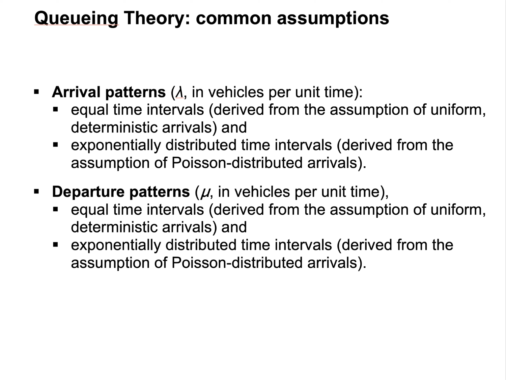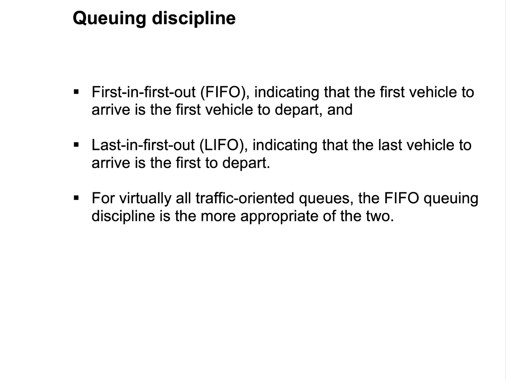The departure patterns, we usually call those mu, again in units of vehicles per unit time. Most of the time for this class we'll be talking about uniform departures because they're derived from uniform arrivals, and sometimes we'll use the Poisson distribution.